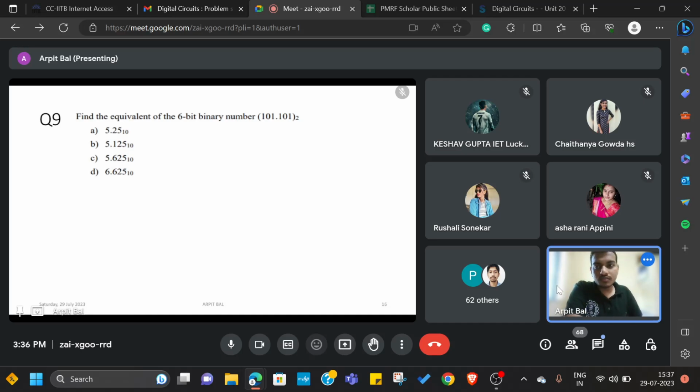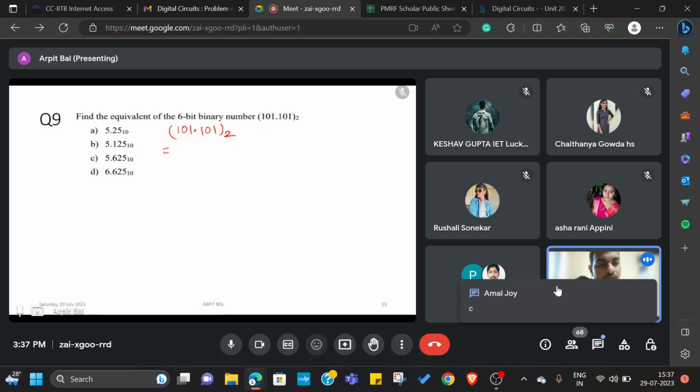We have to find the equivalent of the binary number that is represented on your screen, 101.101. For any value that is represented after the decimal point, we start with a negative power of the position's value. Towards the left we used to do it in positive, starting from 0, 1, 2. Towards the right we will start from -1, -2, and so on.